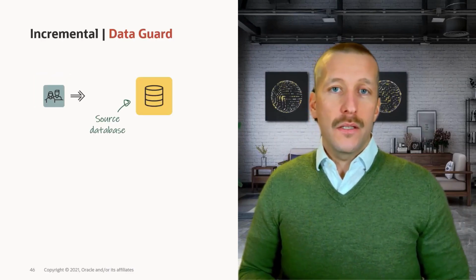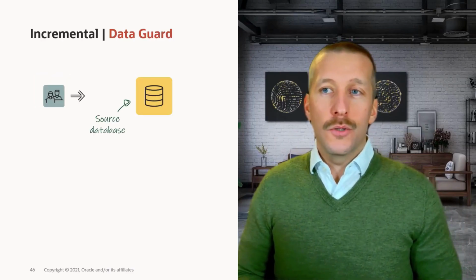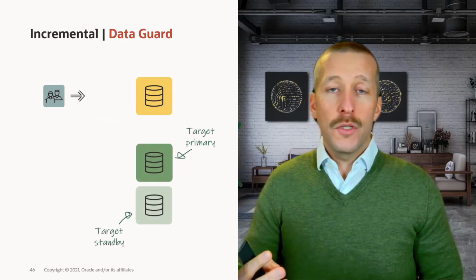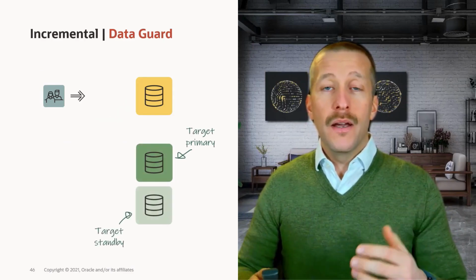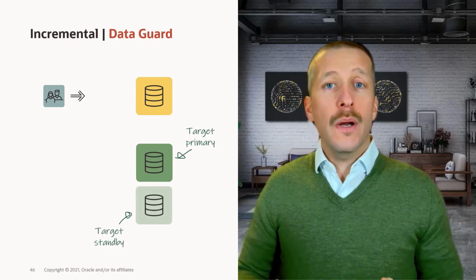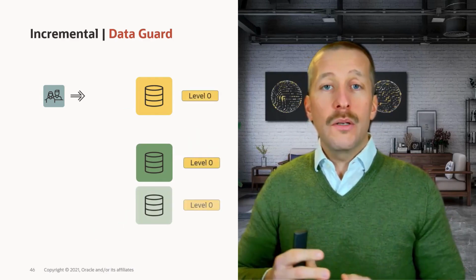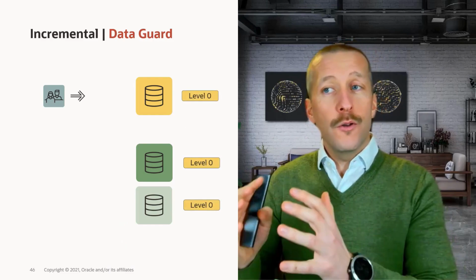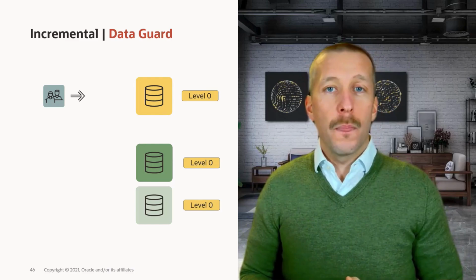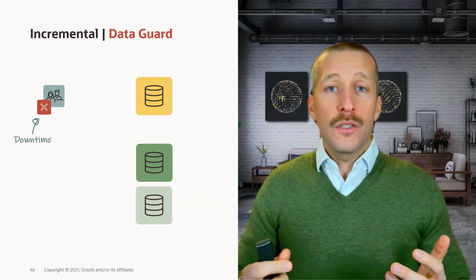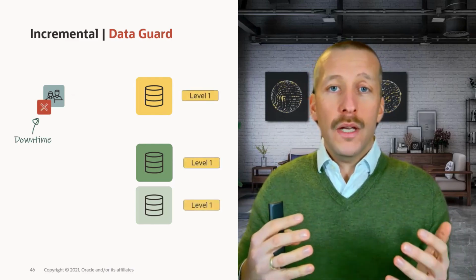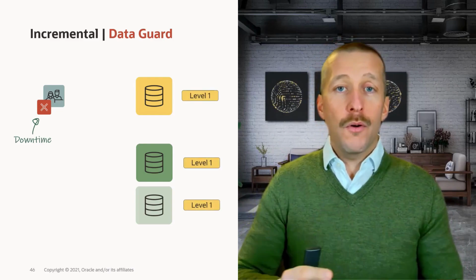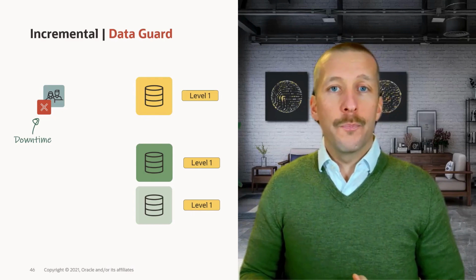So imagine this. The users are connected to the source database. You have your target system, future primary and future standby. And now as a preparation for the migration, you build a level zero backup, which you then restore on the future primary and the future standby database. Now you have downtime and you perform a level one incremental backup and put that on top of the future primary and the future standby as well.